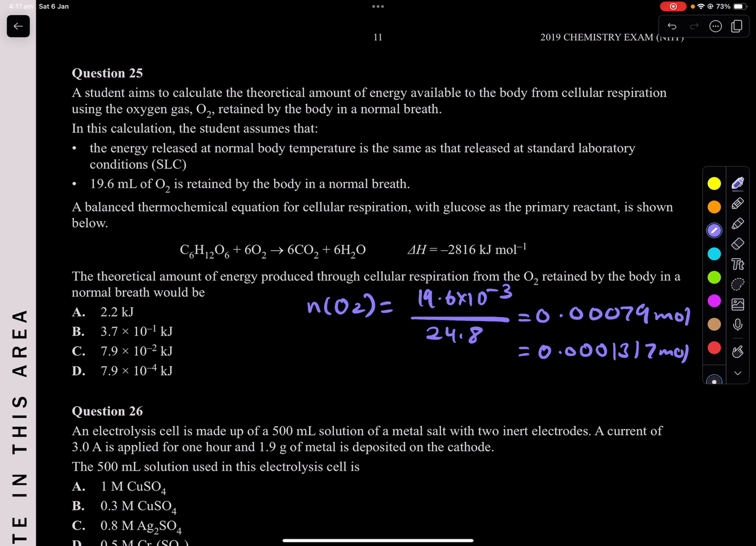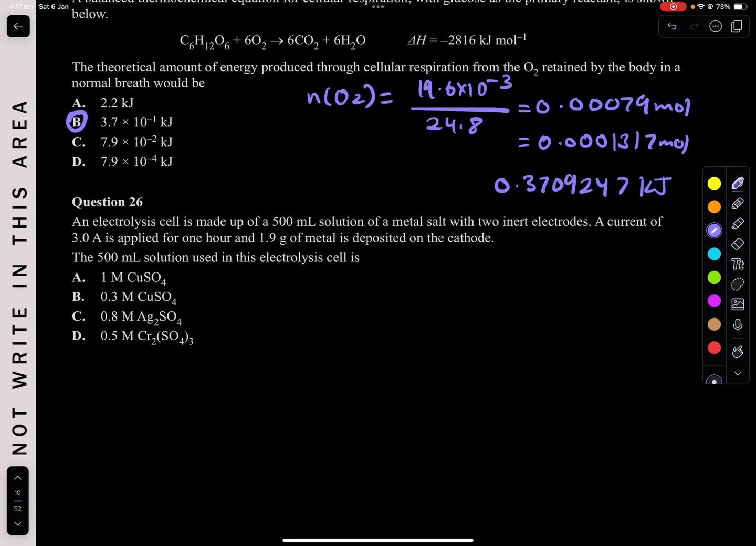Then lastly, guess what? We just have to multiply it by this here, because that's kilojoules per mole. So, times that by 2816. And that gives me 0.3709247 kilojoules. Remember, it's in kilojoules. So it looks like B is your answer for that one, in scientific notation. Easy.